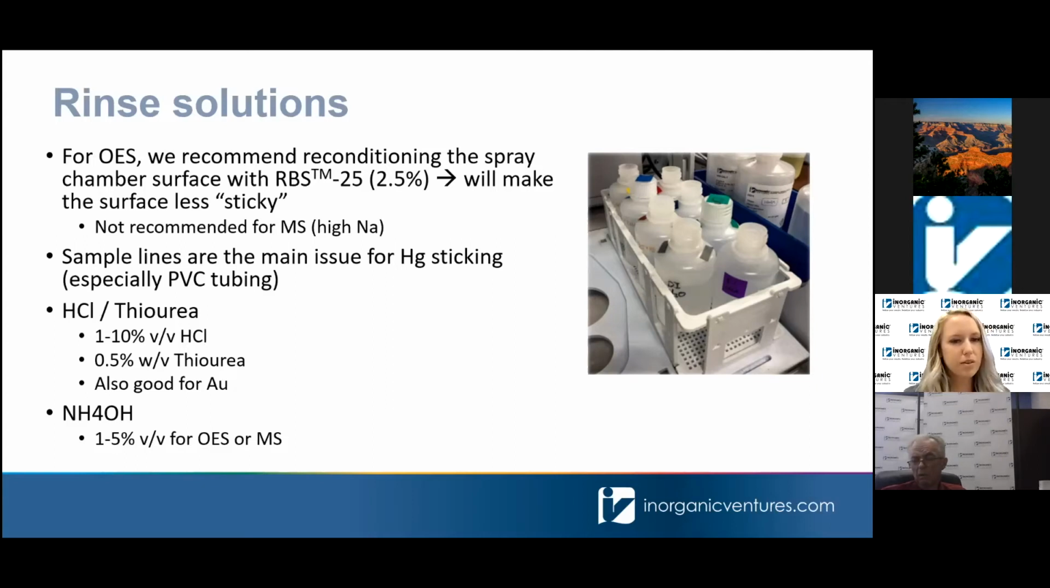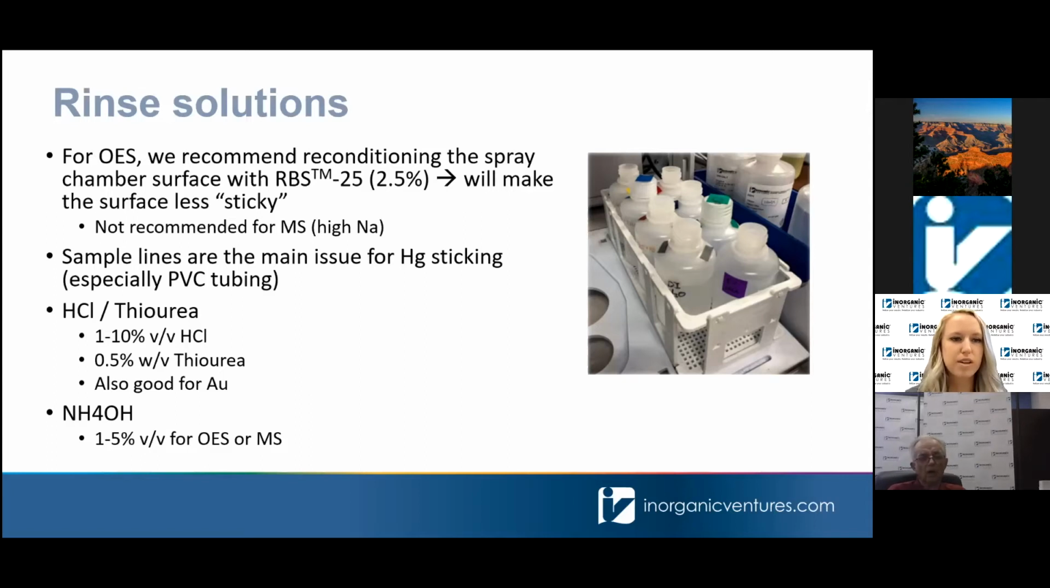The main place you're going to see sticking of mercury, as well as many other elements that are sticking in your system, is going to be the sample lines. And so if you're getting a lot of memory effects from mercury, it's probably going to help a lot just to replace those sample lines. And especially PVC tubing, primarily, we've found is especially sticky for these analytes.